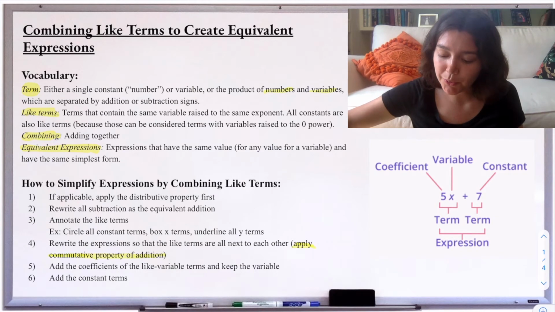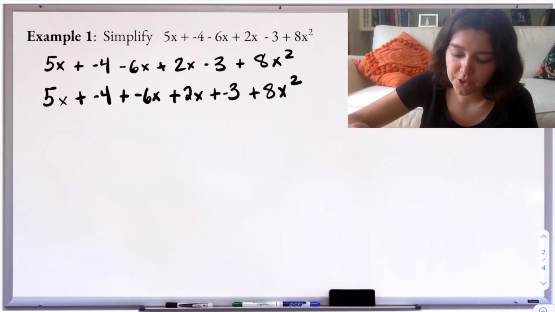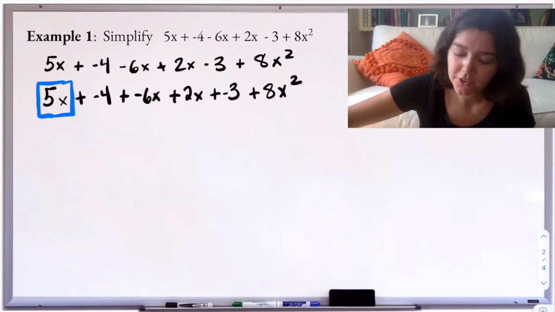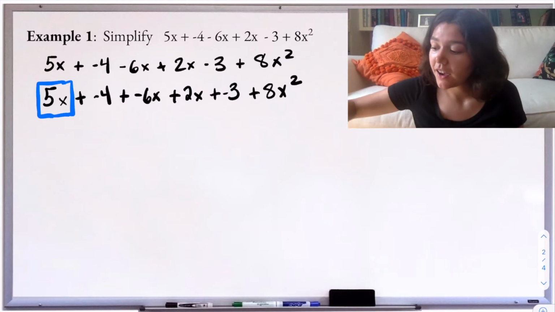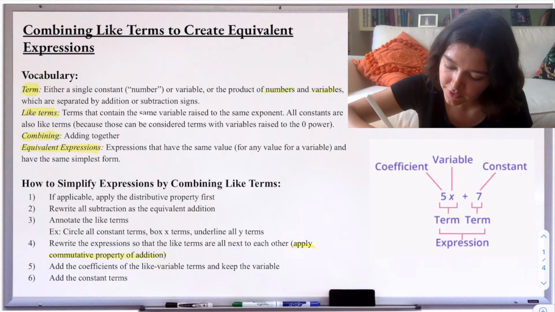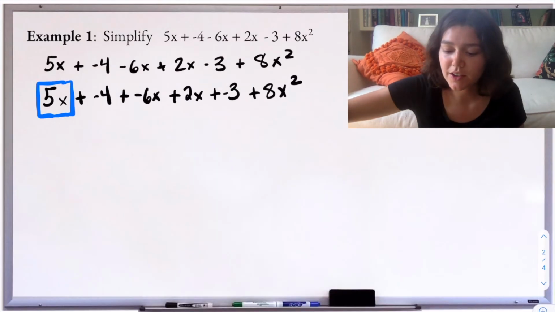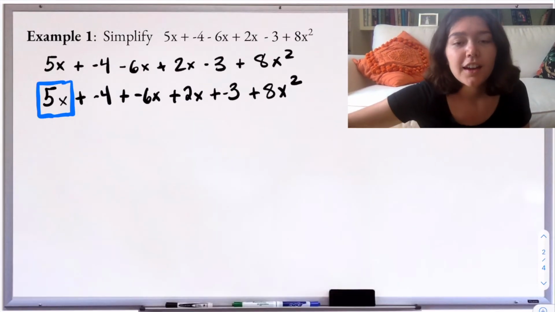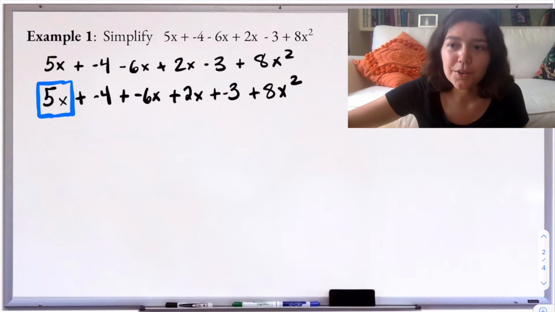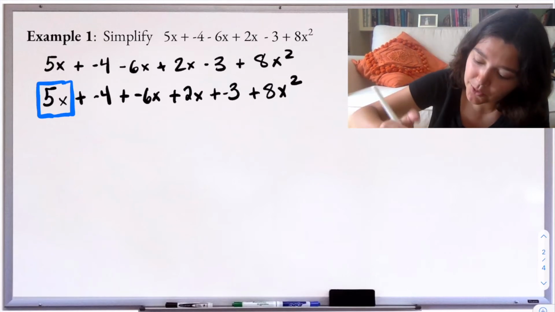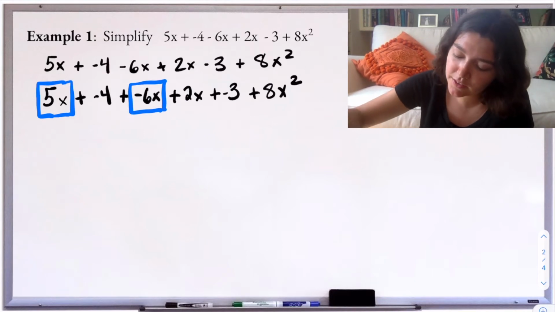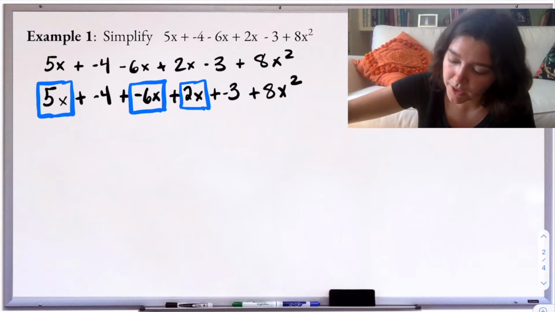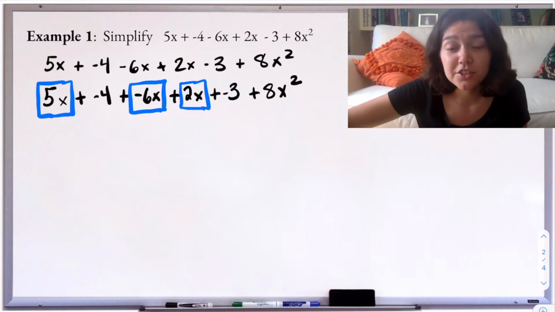Now what we want to do is annotate the like terms. So I have 5x. What are other like terms? That's going to be other terms that contain the same variable raised to the same exponent. Okay, so x is just raised to the exponent of 1 currently, or you could say it has no exponent. So we have negative 6x. That is another term with an x, and then we have positive 2x. So those are all like terms.